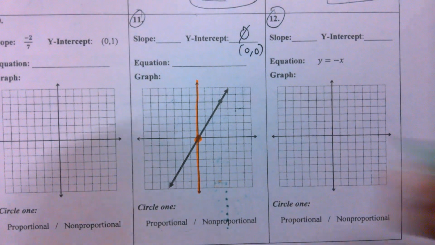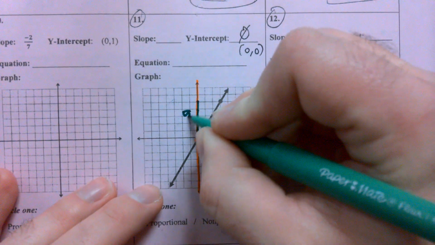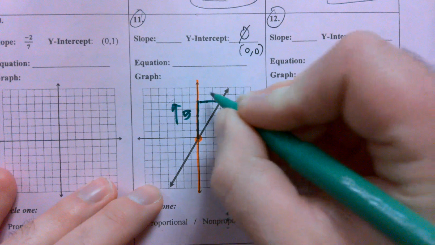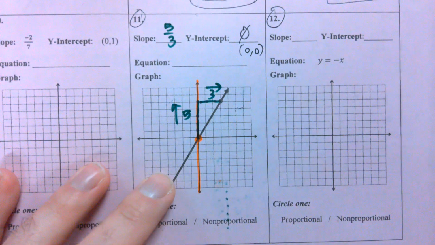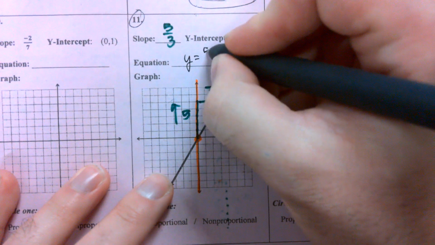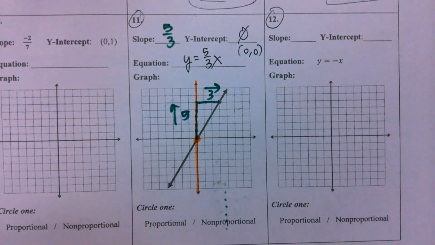My slope is rise over run. We're going to rise up 1, 2, 3, 4, 5 spaces up. 1, 2, 3 spaces to the right. 5 over 3 is my slope. My equation, y is equal to 5 over 3x. What do we put on the end of this equation? Anything? We could write plus 0, but does that do anything for us? No. So we'll just leave it like that.